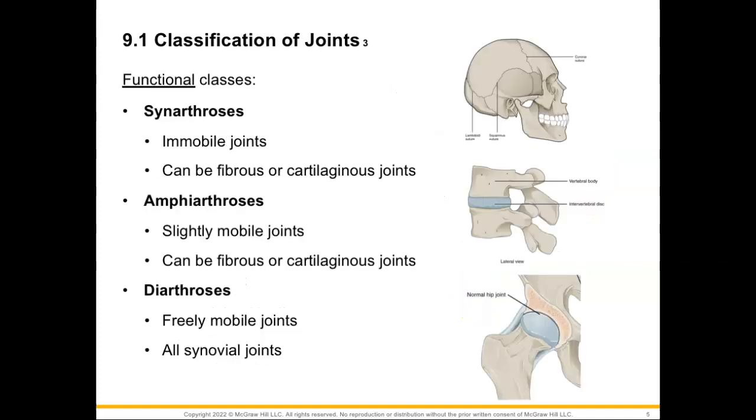Now for the functional classifications, first we have synarthroses, and this is going to be our joints that are immovable, such as the sutures in the skull, and they can be fibrous like we see over here, or they can be cartilaginous joints. Our amphiarthroses joints are going to be slightly movable and can be fibrous or cartilaginous as well. And then our diarthroses joints are all of our freely movable joints. So all of these are really going to be synovial joints.